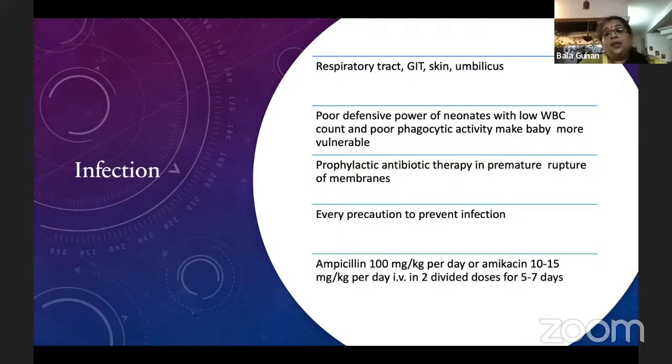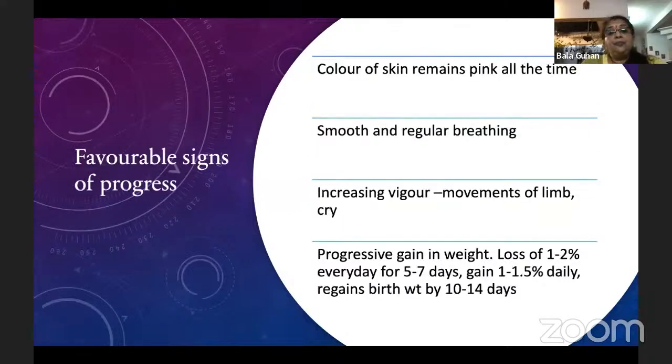Prophylactic antibiotic therapy in premature rupture of membranes is advocated. Every precaution to prevent infections should be taken. Ampicillin 100 milligram per kg per day, or amikacin 10 to 15 milligram per kg per day IV in divided doses for 5 to 7 days is given.